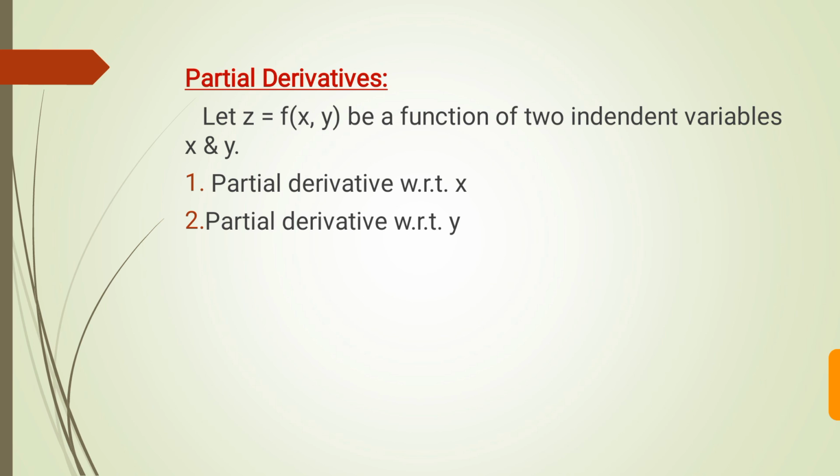Next, partial derivative. Let z be a function of two independent variables x and y. We can take the partial derivative with respect to x and the partial derivative with respect to y, because the given function z contains two independent variables. The partial derivative of z with respect to x is nothing but the ordinary derivative of z with respect to x, treating the other variable y as constant, and it is denoted by ∂z/∂x.